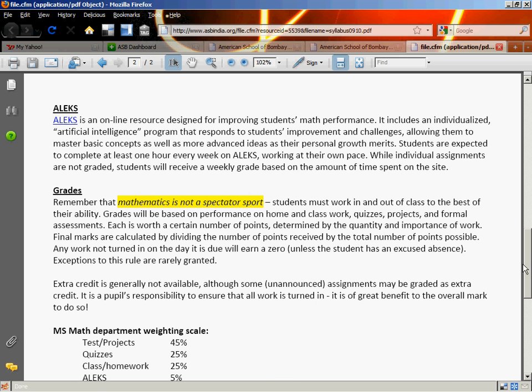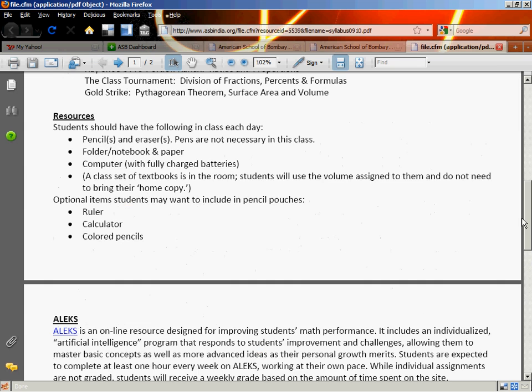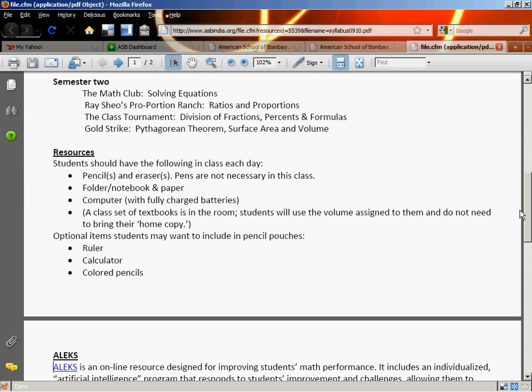You should have with you every day in class pencils. Your pencils are what you'll need to do work on paper. You don't need a pen. Please do not use a pen in math, because like it or not, you'll make mistakes, and it'll be a good thing to be able to erase those mistakes. You will need to have a folder or notebook with paper. Graph paper is probably best. It's not required. And of course, you can buy paper anywhere in town, many stores.